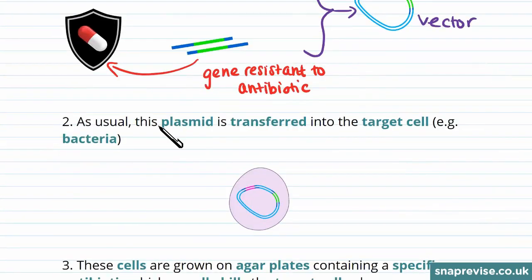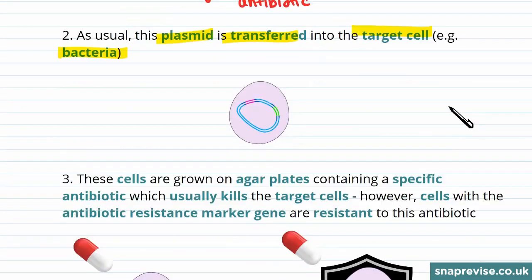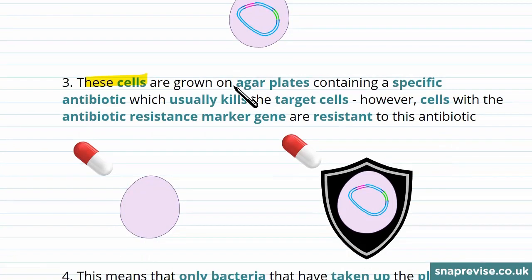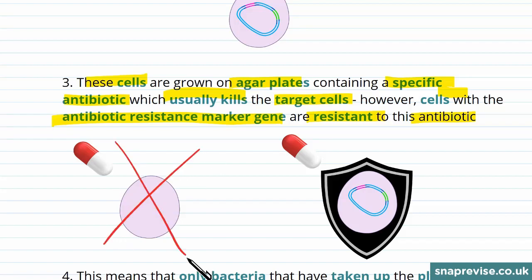In the next stage, as usual, this plasmid is transferred into the target cell, for example, a bacterial cell. And the next stage is that these target cells are grown on agar plates containing a specific antibiotic, and this usually kills the target cells. However, cells with the antibiotic resistance marker genes are resistant to this antibiotic and won't be killed. So cells that aren't resistant to the antibiotic are killed.